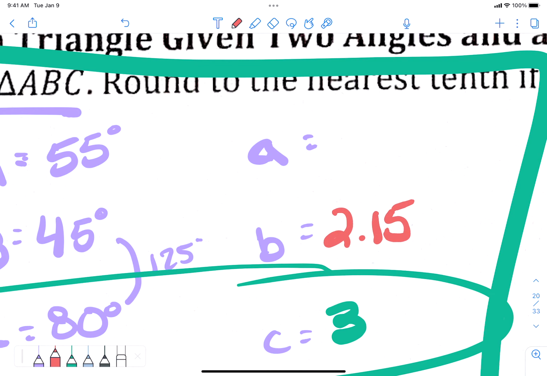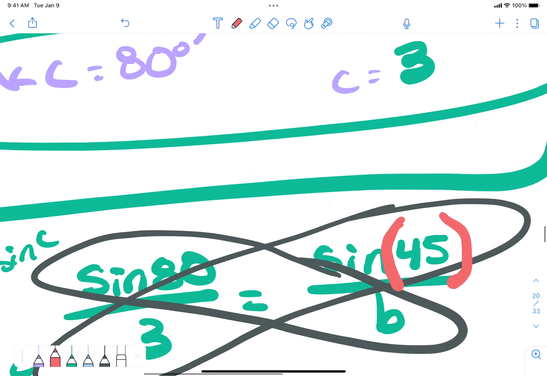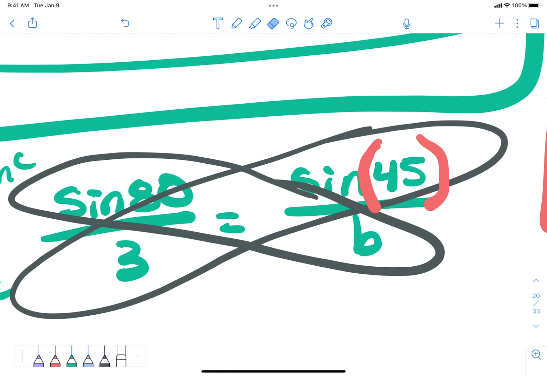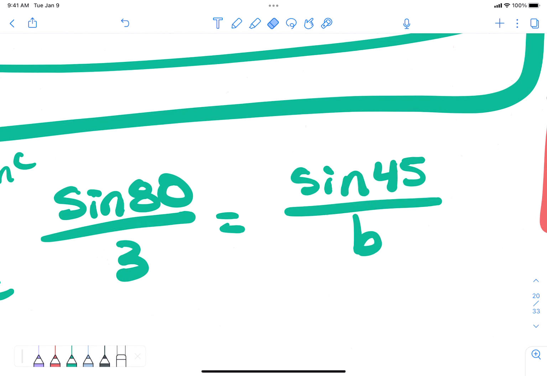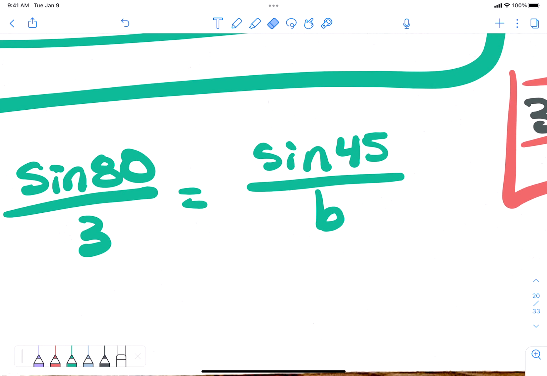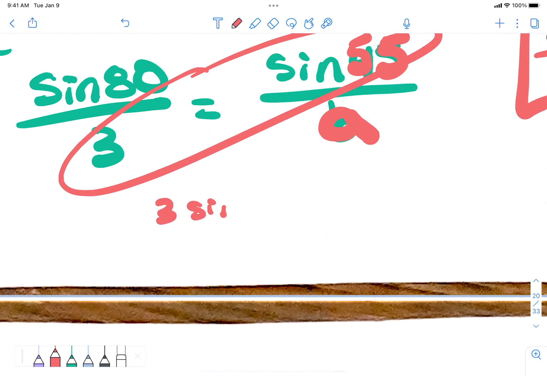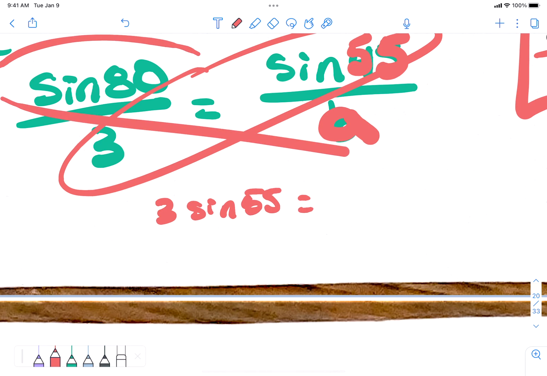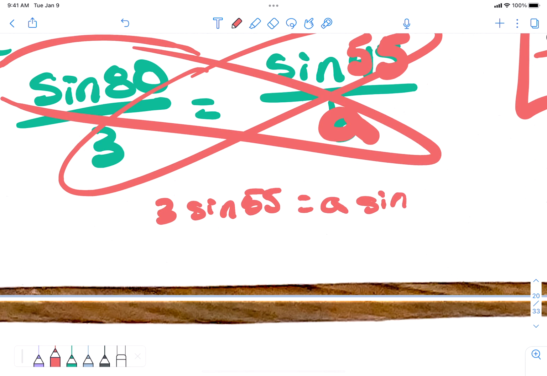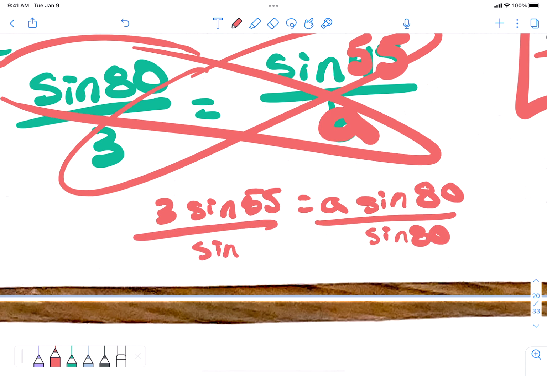Now we want to solve for A. We can do exactly the same operation again. What's going to change? The 45 is going to change to 55, and this B changes to an A. But we still can use the sine of 80 over 3. So now we do the same thing again: 3 sine of 55 equals A times sine of 80. To get A by itself, we divide by sine 80. And A is equal to whatever that is.